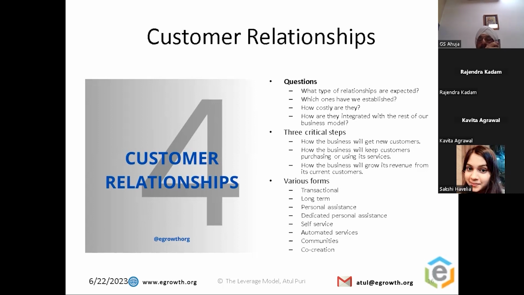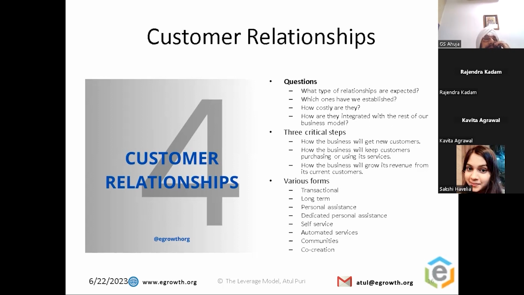And three critical steps over here are: how the business will get new customers, how the business will keep the existing customers and ensure that they keep on buying from us, how the business will grow its revenue from the current customers. Again, the same, how will they keep on buying from us?